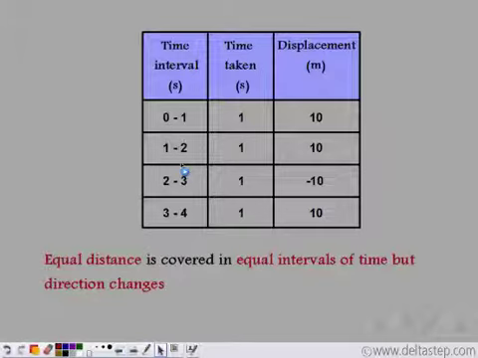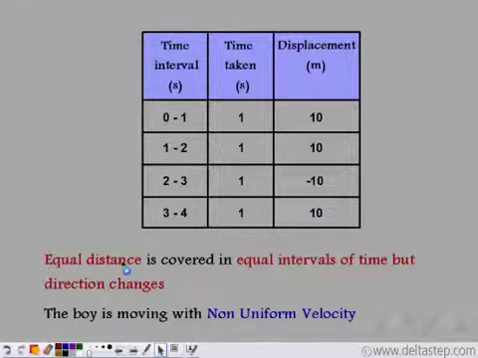So we see that equal distance is covered in equal intervals of time, but the direction changes. So we see that the magnitude of displacement is the same in this case. The magnitude of displacement is 10 in all the 4 intervals, but the direction is right sometimes, it is to the left sometimes. And hence the velocity is different for each time interval. And we say that the boy is moving with non-uniform velocity.